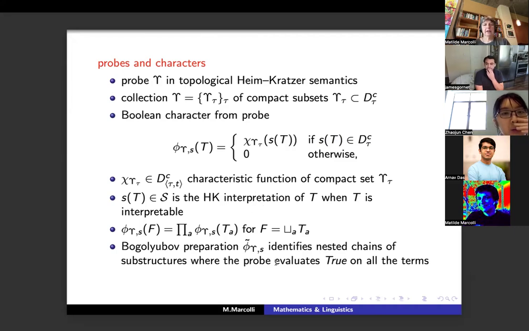Okay, and again, one can do this, and your Bogoliubov preparation that checks the various substructures will identify nested chains of substructures where the probe evaluates true on all of the terms. So it would be finding all the substructures that match this particular probe, so that they end up in the particular compact region of my very large space of the denotations of a given type.